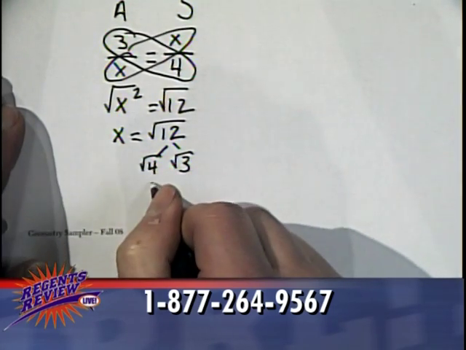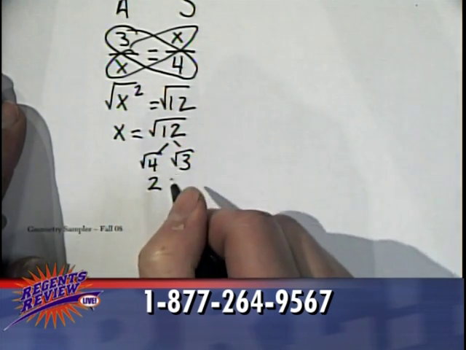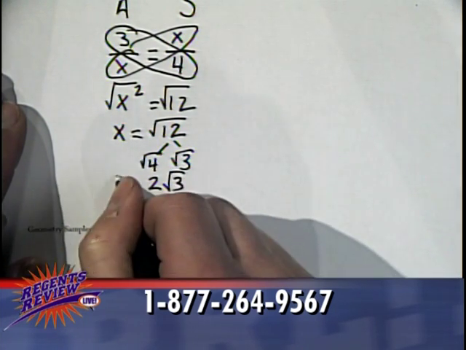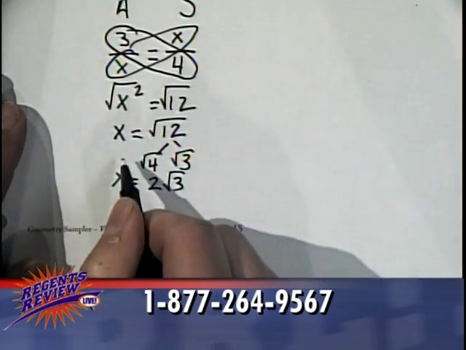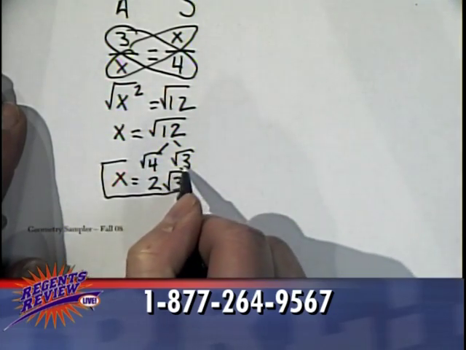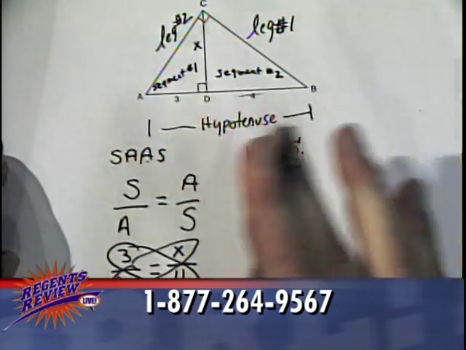Square root of 4 is 2. Bring down your square root of 3, and there we have it. The altitude is equal to 2 radical 3. Okay, so hopefully this helps you out a lot.